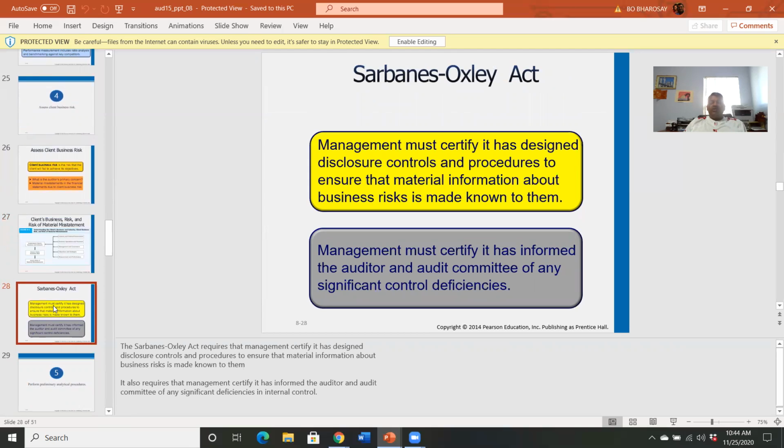Sarbanes-Oxley Act. Management must certify it has designed disclosure controls and procedures to ensure that material information of business risk is made known to them. So when management issues a financial statement, there are certain certifications that come with it. That is one of them. Management must certify it has informed the auditor and audit committee of any significant control deficiencies. So if something goes wrong, there's recourse against management.